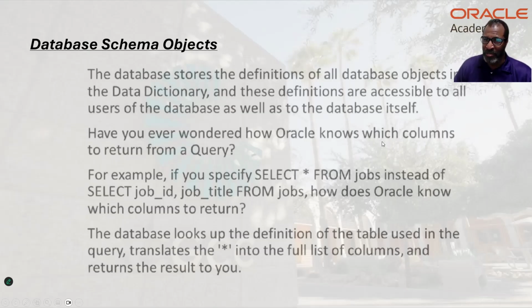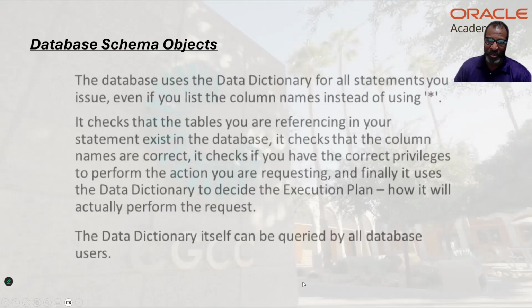The database stores the definition of all the database objects in the data dictionary, and you'll see how that occurs. Have you ever wondered how Oracle knows which columns, et cetera? I mean, there's an organization there that's been around for a while, and Oracle is one of the organizations that has really fine-tuned that. So the database looks up the definition of a table used in the query and translates the wildcard, the star, the select star from jobs. Basically, it is a default way to essentially pull out all the columns of the table. And you know that already.